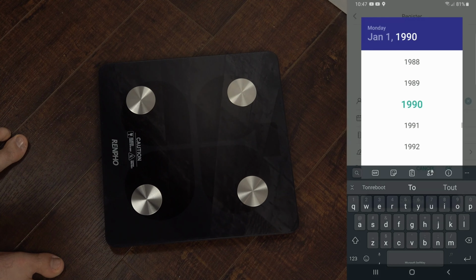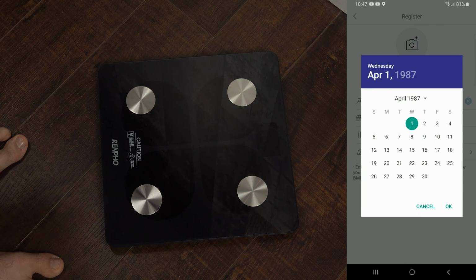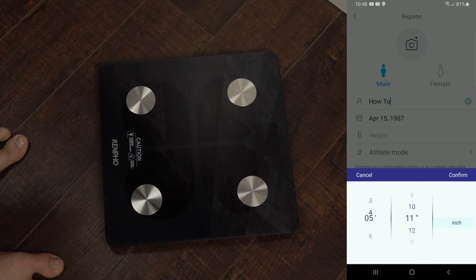The trend towards self-optimization naturally doesn't stop at scales. Body analysis scales promise a holistic overview of your vital data so that you can understand and optimally manage both your body and your metabolism.